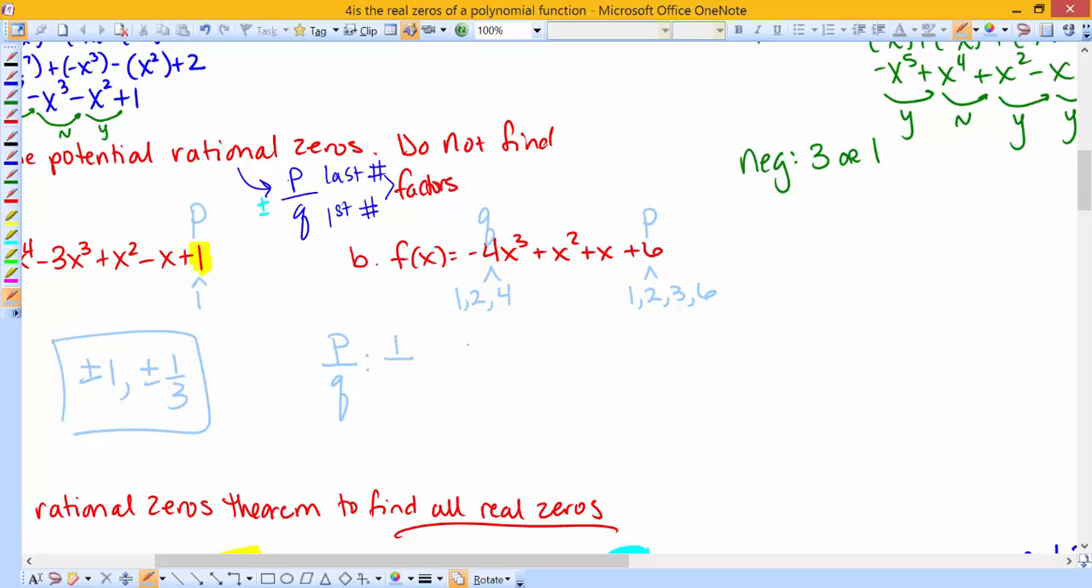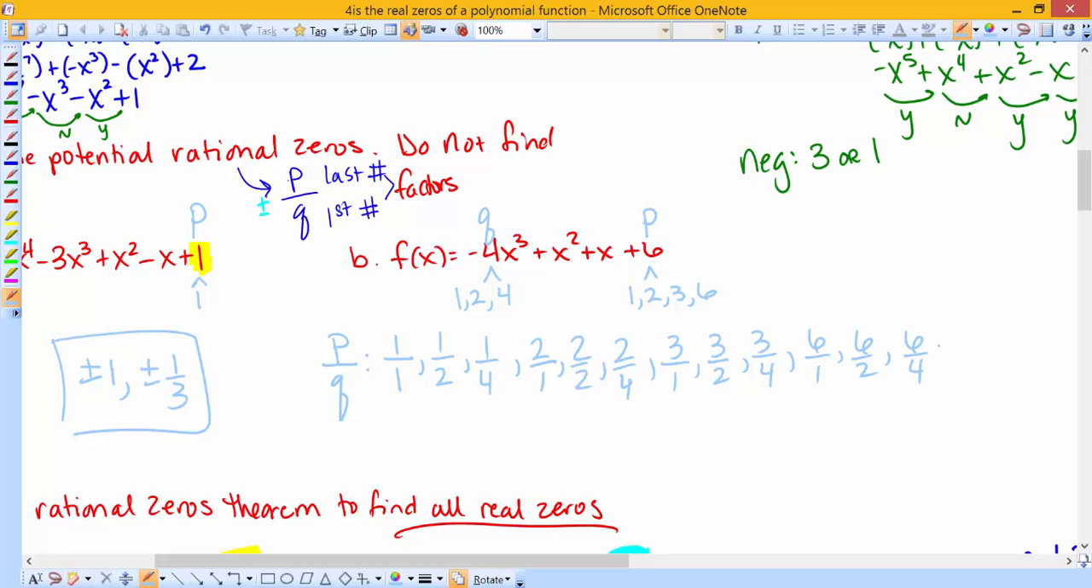So I'm going to put 1 over all of my Q's: 1, 2, and 4. Now I'm going to go to 2, which is the next P. 2 over 1, 2 over 2, 2 over 4. Now I'm going to go to 3, which is the next P. 3 over 1, 3 over 2, 3 over 4. And then the last one is 6 over 1, 6 over 2, and 6 over 4. Whew, that's a lot of zeros. But I want to simplify.